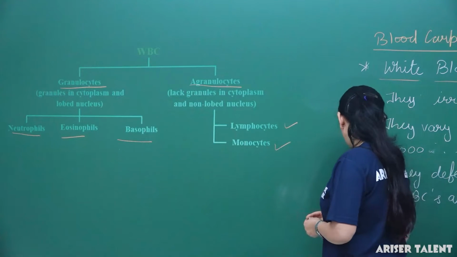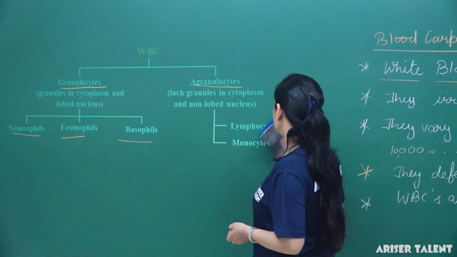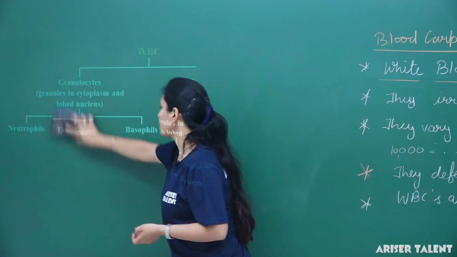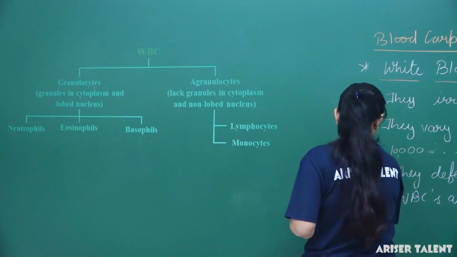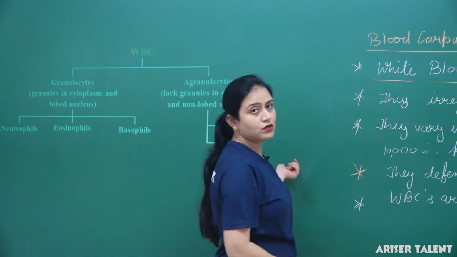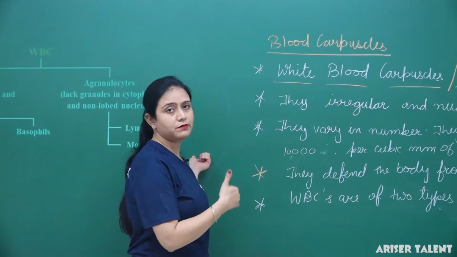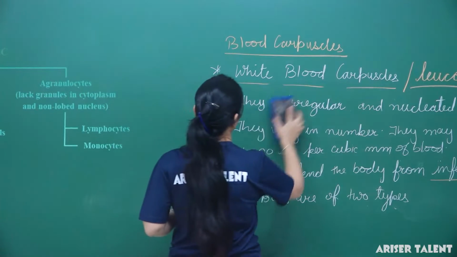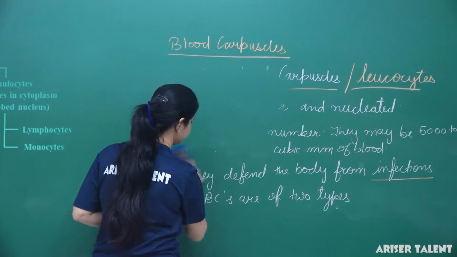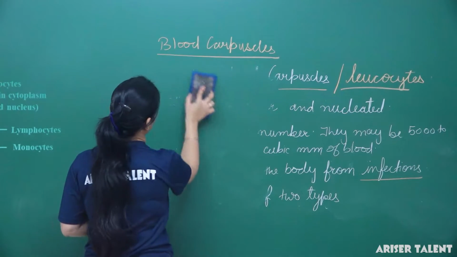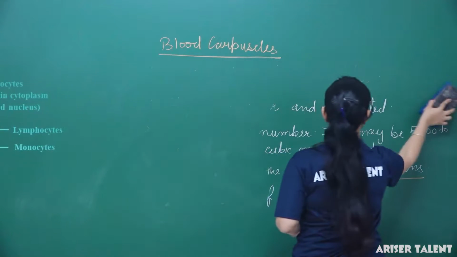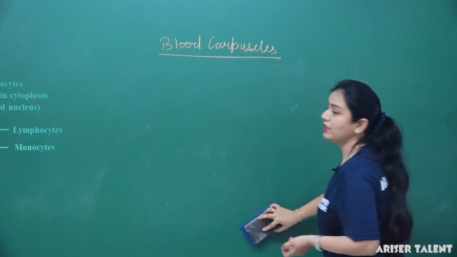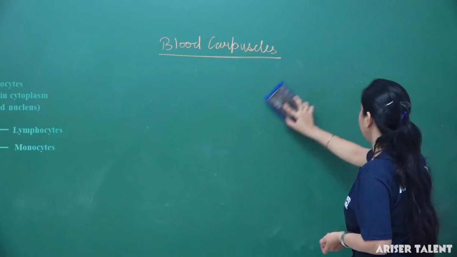Now we are going to talk about the third part of the blood corpuscles, that is platelets. We discussed two parts of blood corpuscles. One was red blood cells, second is white blood cells, and third is platelets. Now we are going to talk about platelets. These platelets are generally flat and non-nucleated.